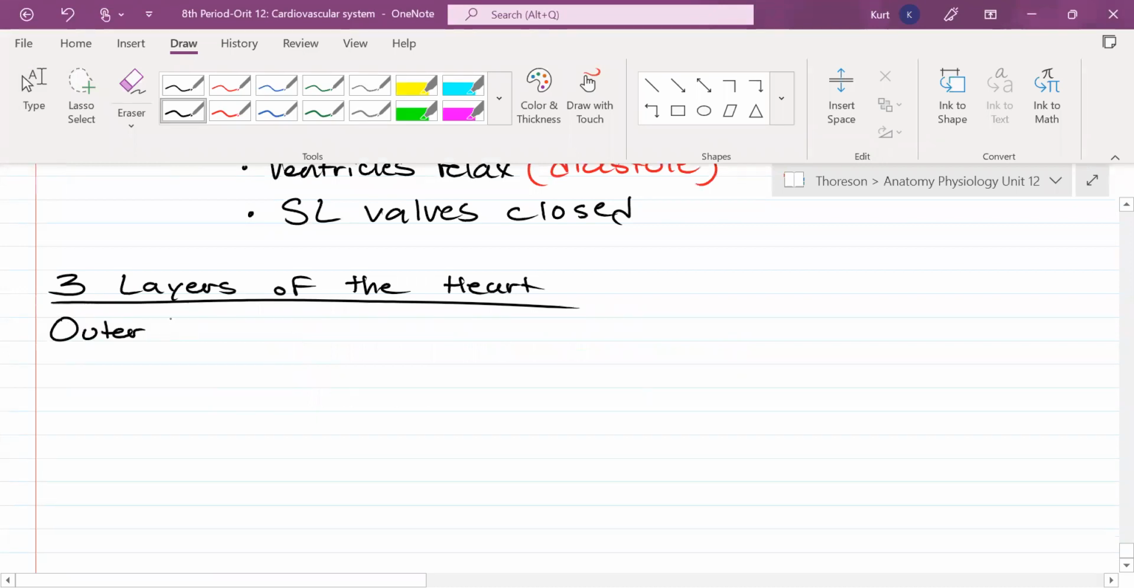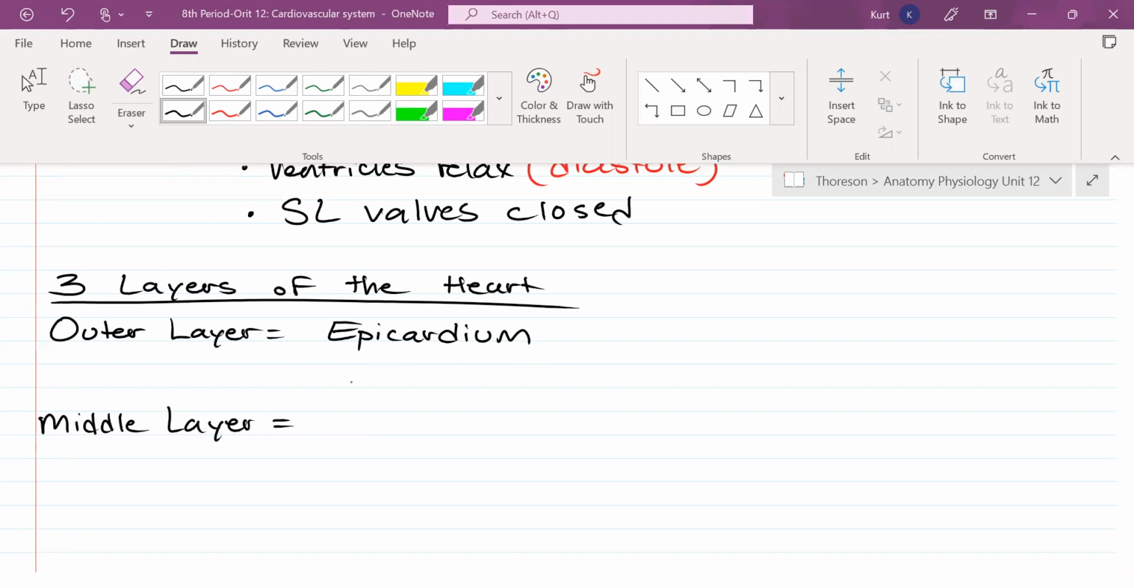Your outer layer is called the epicardium. The middle layer is called the myocardium.